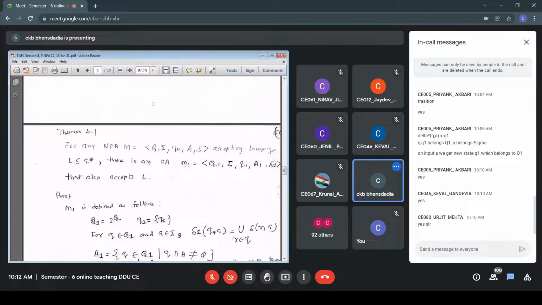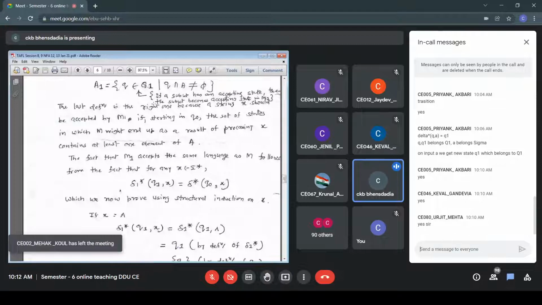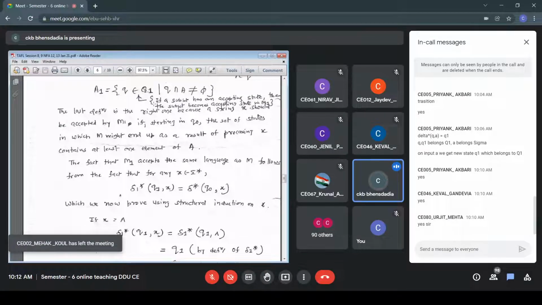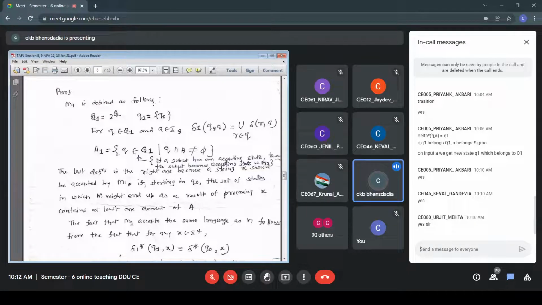Next, we'll prove that my proposed construction is correct. In order to prove L of M1 equal to L of M, based on this proposed construction of M1, we will first prove delta 1 star Q1 X equal to delta star Q0 X. Once we prove this, we can claim that L of M1 equal to L of M. Now we prove delta 1 star Q1 X equal to delta star Q0 X using structural induction on X based on the proposed definition of M1.